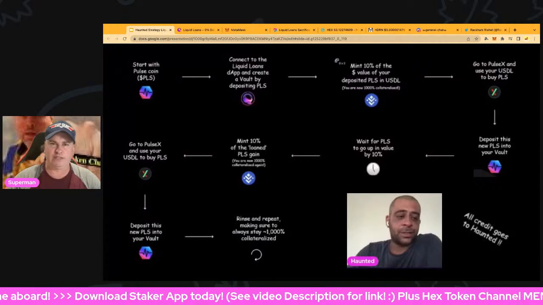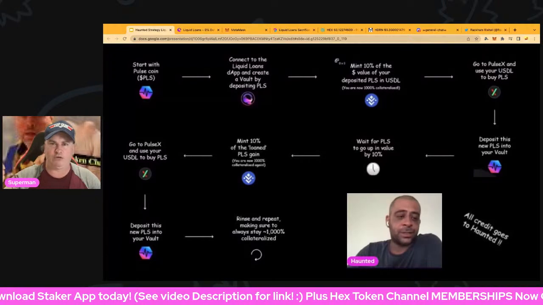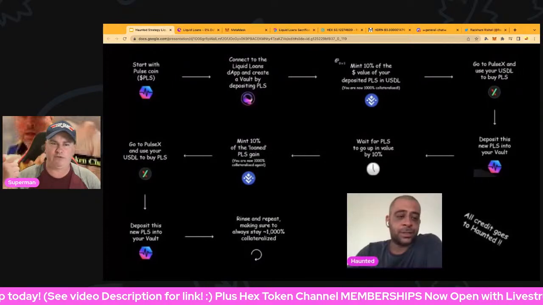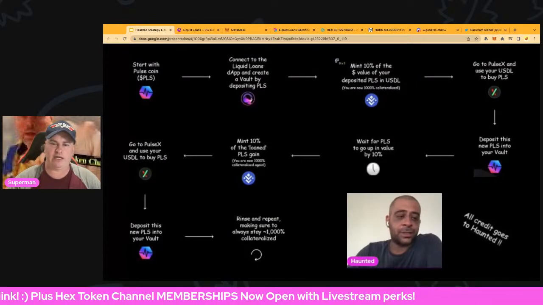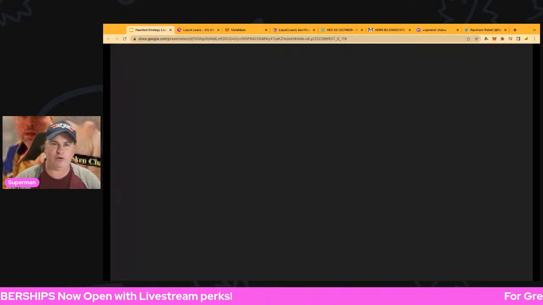So let's go on to an example of this. We've looked at the goals of Haunted strategy. We've looked at how it works. And of course, now we're going to look at an example. And this is a modest one here. So we're going to have a look at an example of how this works.